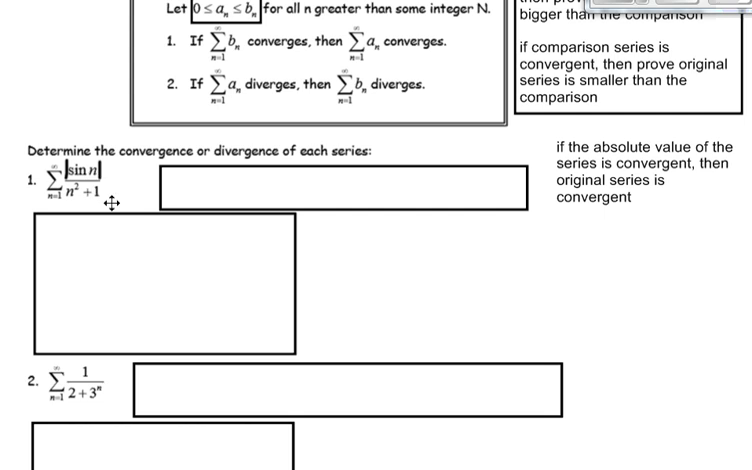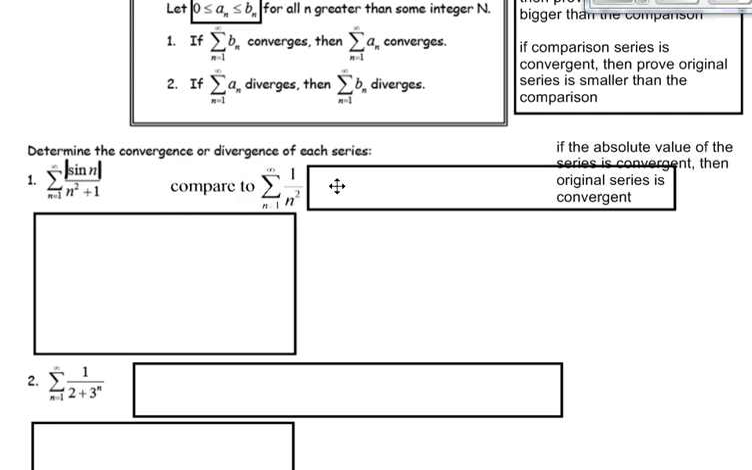Now, sine of n we know is going to oscillate between -1 and 1, and the absolute value of sine n will be no bigger than 1. So what I'm going to compare this to is I'm going to pretend that the numerator is 1, because it'll get no bigger than 1, and then the denominator would be n squared. So I'm going to compare to the series 1 over n squared, which is a convergent p-series where p is greater than 1.